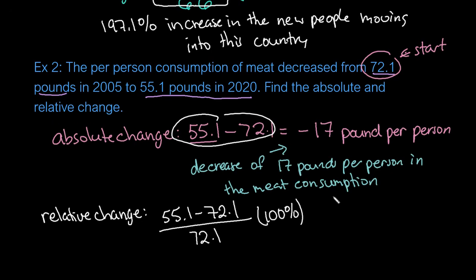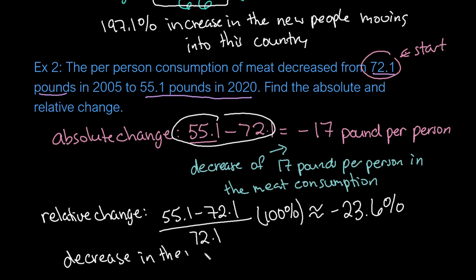Okay. So with this one, I did just plug this directly into my calculator. If you wanted, you could do the negative 17 divided by the 72.1, but I just plugged this directly into the calculator and I ended up with negative 23.6%. So there was a decrease in the meat consumption of 23.6%. So they ate 23.6% less meat per person in this area.